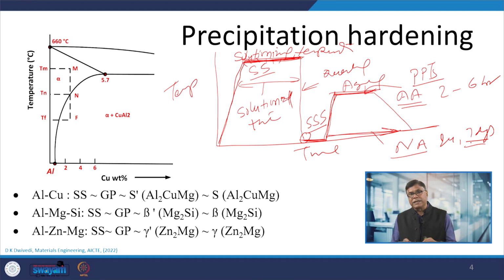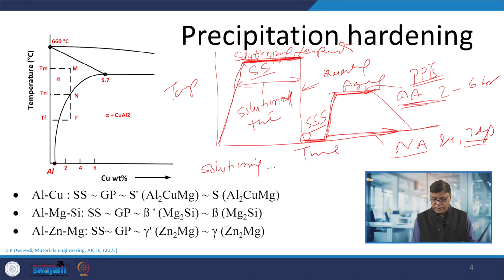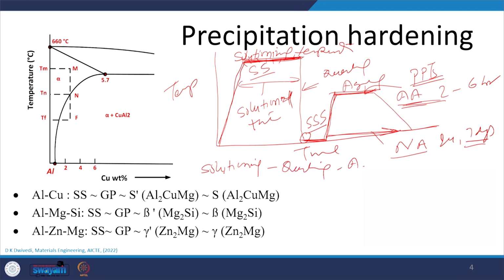So, natural aging takes longer time to develop the precipitates and achieve the desired maximum strength, but artificial aging, since it happens at a higher temperature, has greater diffusion activity, leading to quick formation of the precipitates desired for hardening purposes. So, these are the three steps: one is solutionizing, then quenching, and then aging. Aging can be artificial or natural.